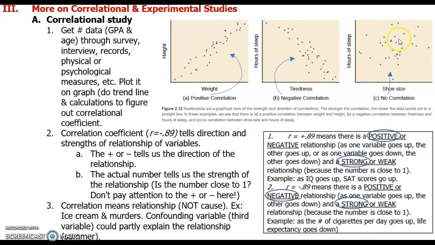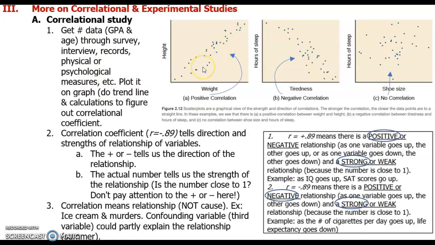Now, if you put these little dots on the graph and it's all over the place, you don't really see a line, that means that there's no correlation. These two things are not related. All right, and so I'm going to show you how to plot that with our information. But for now, just know that you get the number data, you put it on a graph, you do a trend line and different calculations.